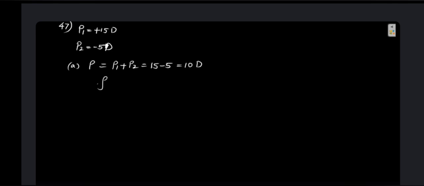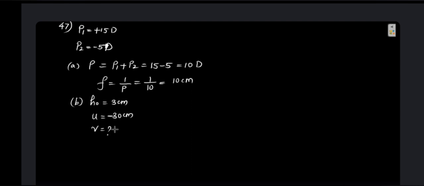Now focal length will be 1 upon power in diopters. So 1 upon 10, that means it is going to be 0.1 meter, which is 10 centimeters. So the focal length of the combination is going to be 10 centimeter. The second part, the object size is given to us. H naught is given 3 centimeters. It is placed at 30 centimeter from this combination. Object distance is always negative. Calculate the position, that means V we have to find out, image distance, and size of the image formed.